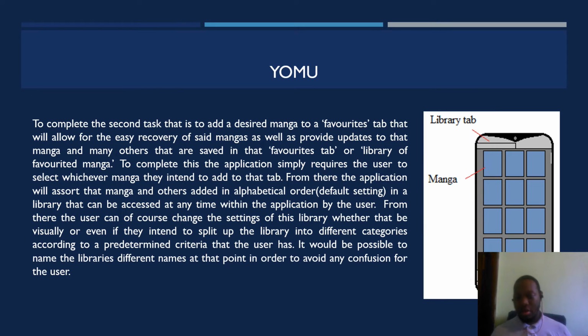Here's another mock-up of what the library tab would look like. So in the top left here, you see this little box here would have the name of the library tab, and below that is also the assorted mangas in the library tab. It is the assorted mangas within the library tab.